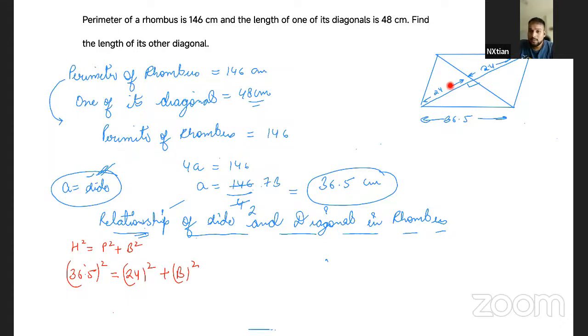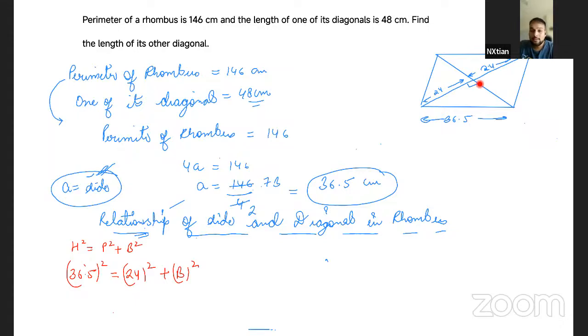I didn't hear that last point, sir. Yeah, I was saying the whole diagonal is 48, and this diagonal bisects this diagonal into two equal halves, 24 and 24. Then it makes a right angle triangle in which the perpendicular is 24 and the hypotenuse is 36.5. When you get the value of b, you have to multiply it by 2 because this is half and this is again half, then you will get the answer.